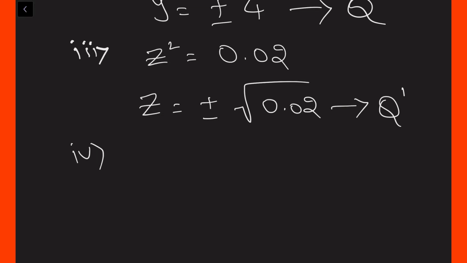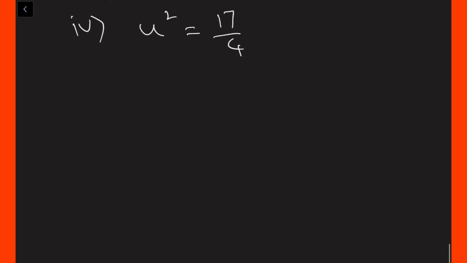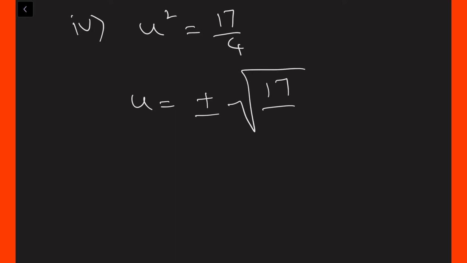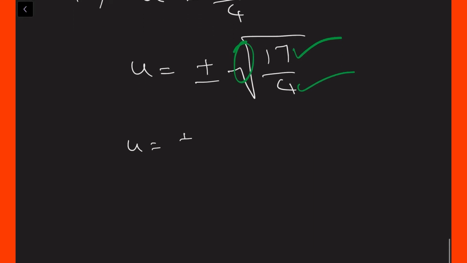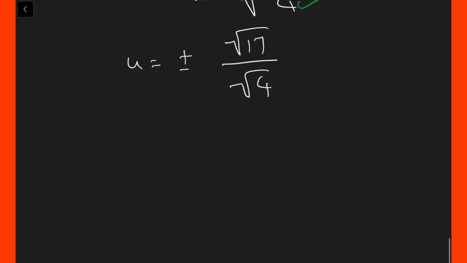Next, question number 4 in this. u² = 17 divided by 4. Then u is equal to plus or minus √(17/4). Under root 17 by 4 means this root will be applicable for the numerator as well as the denominator. I will separate it. It will become u = plus or minus √17 by √4. So u is plus or minus √17 as usual, because 17 is not a perfect square, divided by what is the value of √4? 4 is a perfect square, so √4 value is 2 because 2 × 2 is 4.